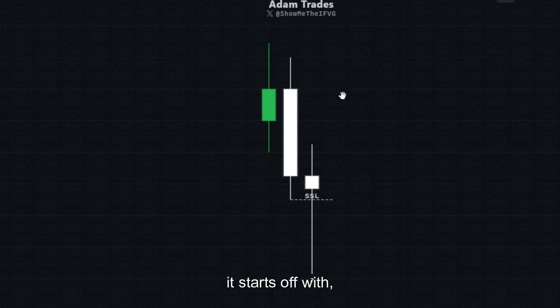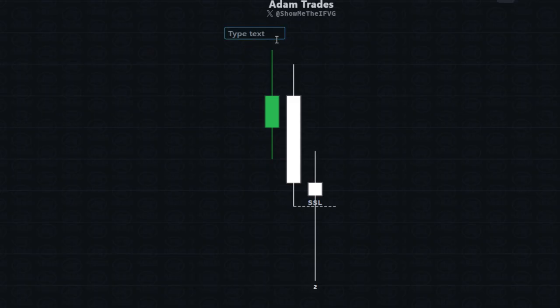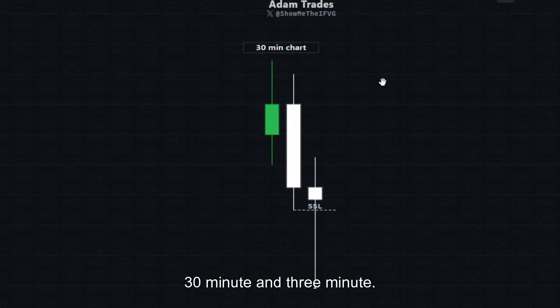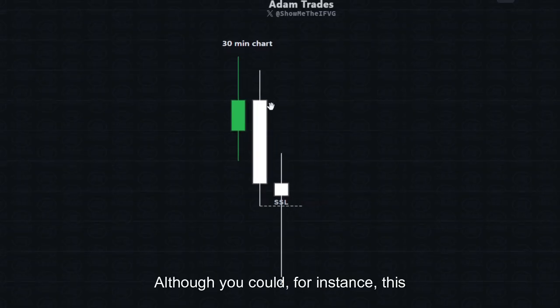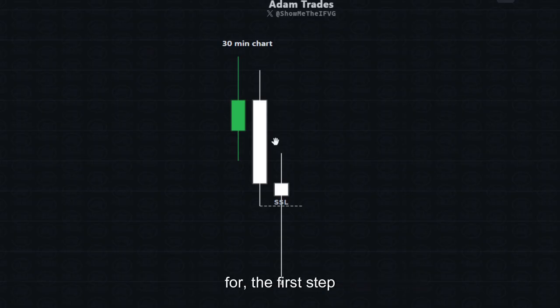So it starts off with, time is fractal. So we can pretend that this is a 30-minute chart, just because I will oftentimes use the 30-minute and 3-minute. Although this could be an hourly chart, and then you would go down to the 5-minute chart, and we can go over some of the other time frames that work well together. So basically, the first step is, and we will go through all 4 here, although I'll make the caveat of connecting 1 and 2.